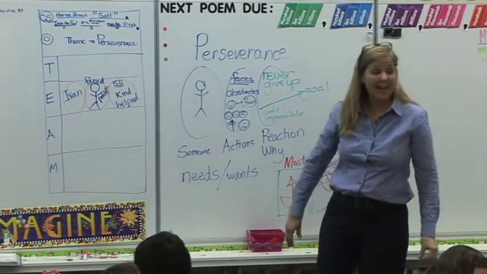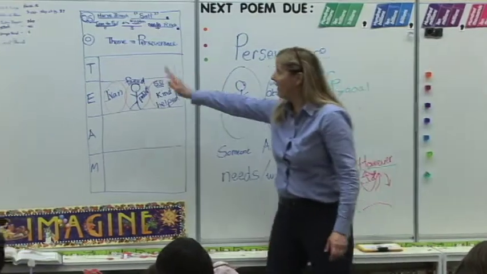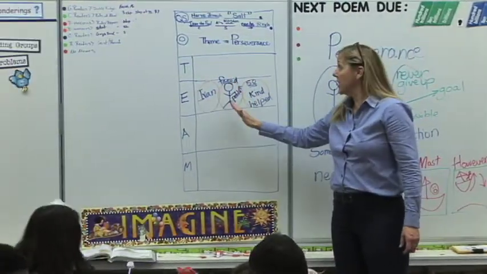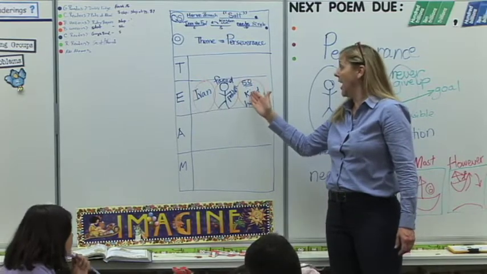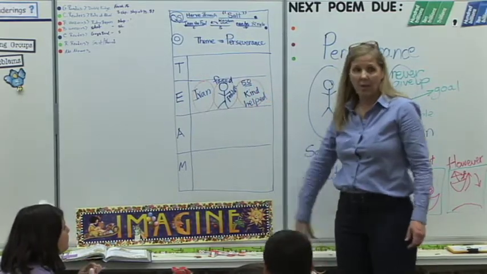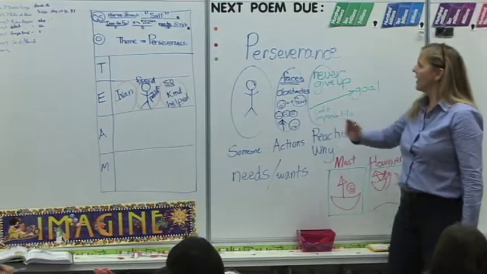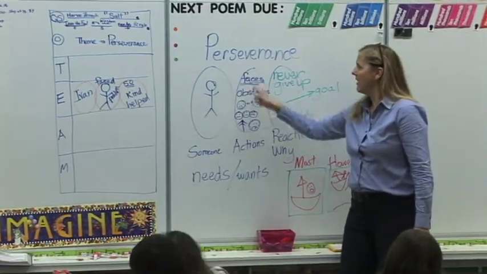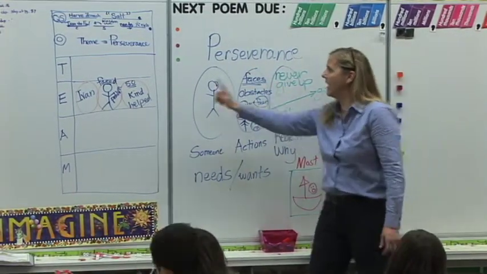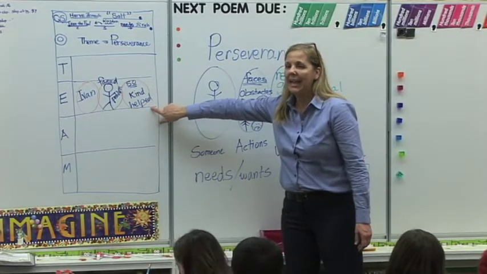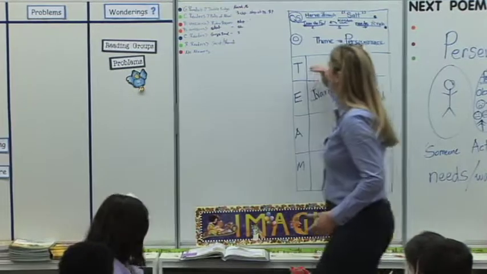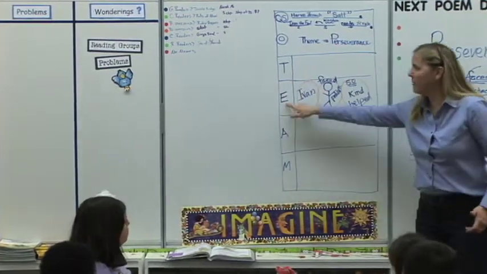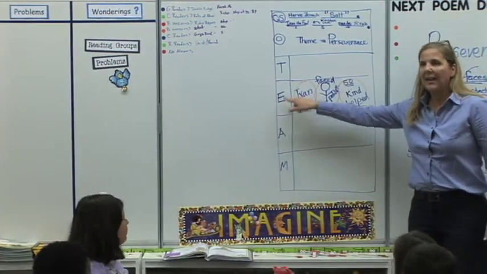Now we can go back and read our evidence here. Ready, everyone? Go. Ivan faced the giant by telling him his problem, so the giant was kind and helped him. Does that show perseverance? Let's see. Ivan, is he facing a fear and not giving up until he gets the help of a giant? I love it. All right, my friends, go over to the whole team. Do we have our evidence? Yes.